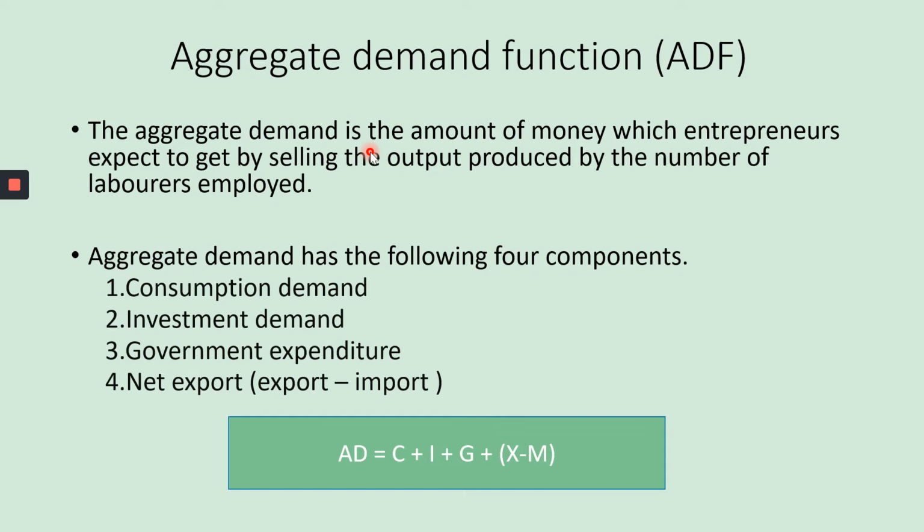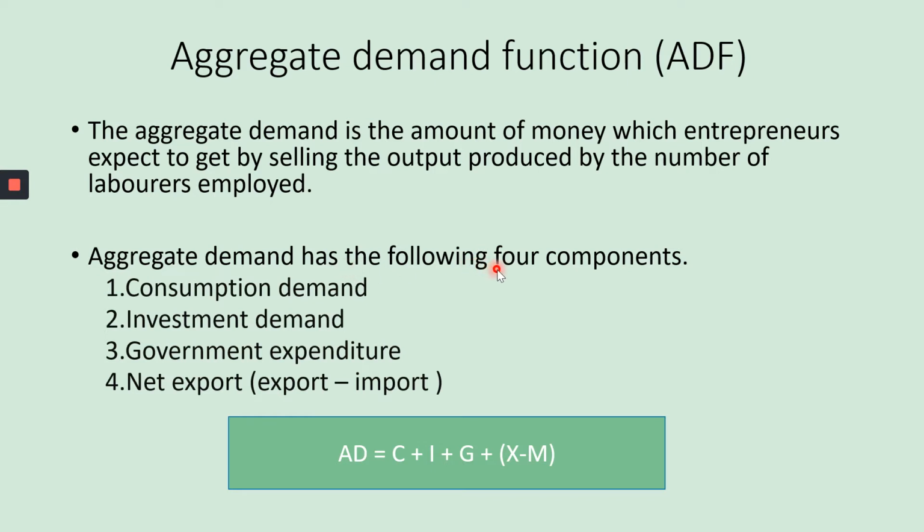So the aggregate demand is the amount of money which entrepreneurs expect to get by selling the output produced by the number of laborers employed. Therefore, it is the expected income. So, aggregate demand is the expected income or revenue from the sale of output at different levels of employment.